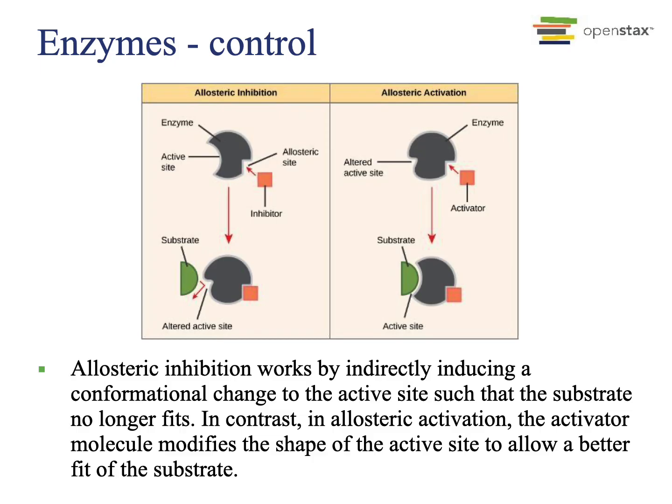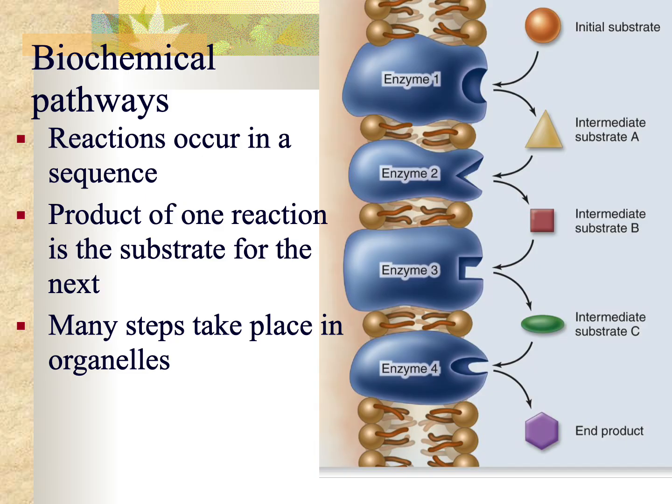When the activator binds, the active site changes, so the enzyme is turned on. So this allows biochemical pathways to be turned on and off. And usually cells have a bunch of enzymes that are located together so that they can change an initial substrate through a series of changes before it gets to the final end product. So this is a biochemical pathway or a metabolic pathway.